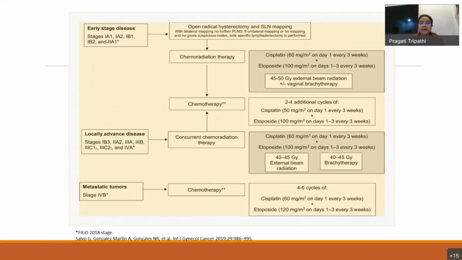In early stage, in most of the cases, we go ahead with open radical hysterectomy with sentinel lymph node mapping followed by chemoradiation or chemotherapy. Now, in locally advanced cases, the standard chemotherapy of choice is cisplatin and etoposide. When we go ahead with concurrent chemoradiation, it is suggested that 2 cycles of chemotherapy should be given along with radiation, and the remaining 4 cycles should be given after the radiation. In metastatic diseases, we go for palliative chemotherapy.